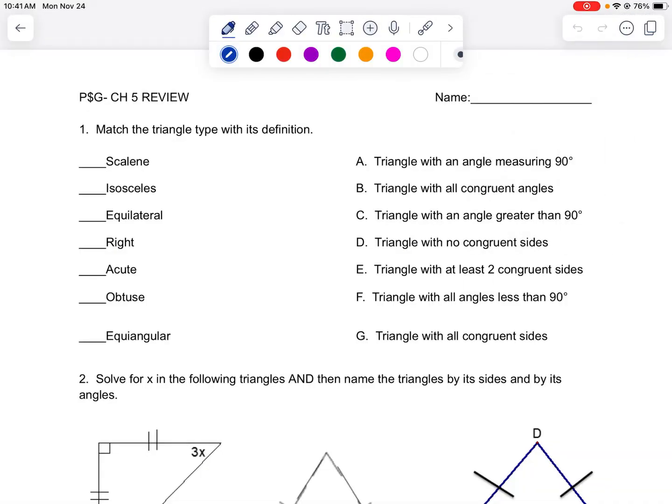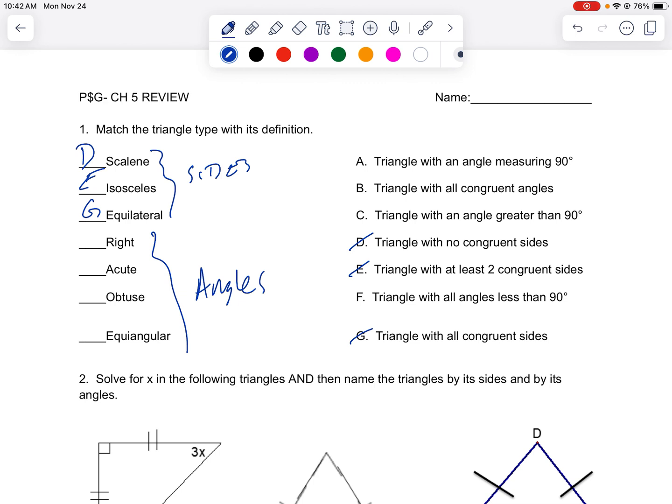Review packet chapter 5, classifying triangles, matching the definition. So these first three, this was not part of it, but this is how we would classify triangles by their sides, and these next ones are by their angles. A scalene triangle is a triangle that has no congruent sides. Isosceles has at least two. An equilateral has all congruent sides, so G.